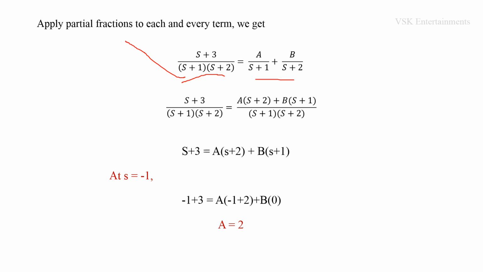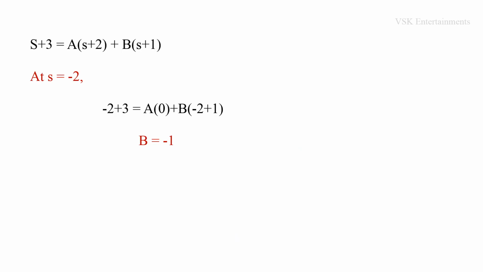I think everyone knows the concept of partial fractions. Then take the LCM of these factors. After taking the LCM, this one and this one get cancelled, then we get s plus 3 is equal to A into s plus 2 plus B into s plus 1. Here we have to find the A value and B value. For finding A and B, first substitute s is equal to minus 1 in this equation. Then we get A is equal to 2. Similarly, for finding the B value, substitute s is equal to minus 2 in this expression. By substituting s is equal to minus 2, we get B is equal to minus 1.